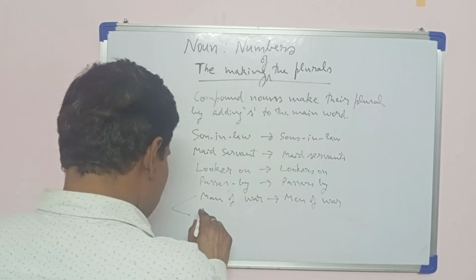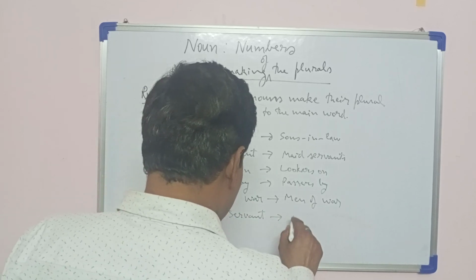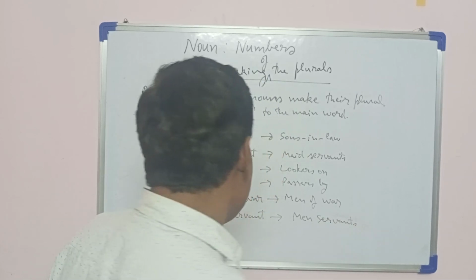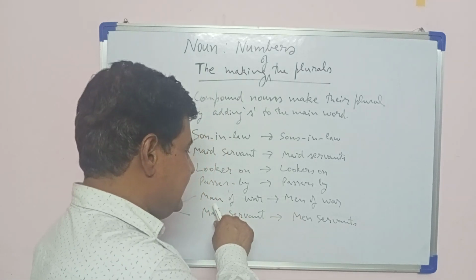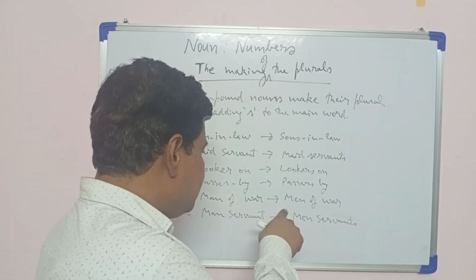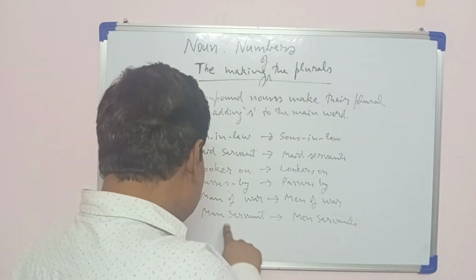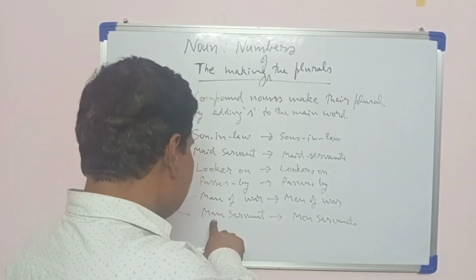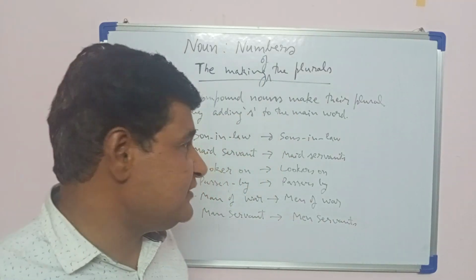Notice these two. Man-servant, men-servants. So here we are converting it into plural by changing the vowel inside, because that is the only way. Man is the main word, and for making it into plural we have to change the vowel inside. Similarly, man-servant, here we have to change the vowel inside in the man. So I hope you have understood these different rules.